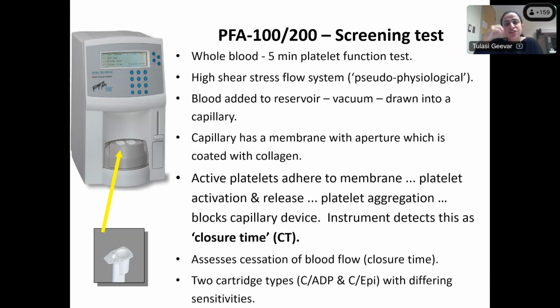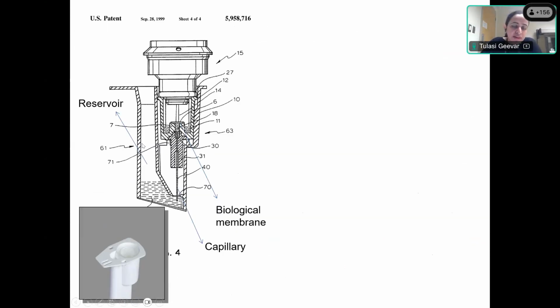Okay. So now, going to the other screening tests for primary hemostatic disorders, there is the PFA 100 or 200. It's a standalone instrument where you can do the test with just whole blood, and it's a very easy test to do. It tries to mimic the physiological system. So this is the instrument and this is a cartridge. There are two cartridges available, and this is the inside of the cartridge.